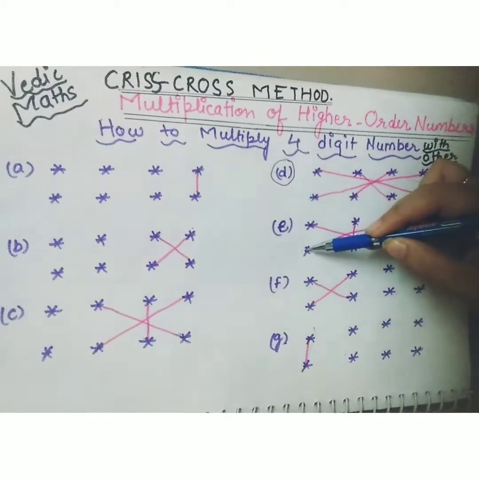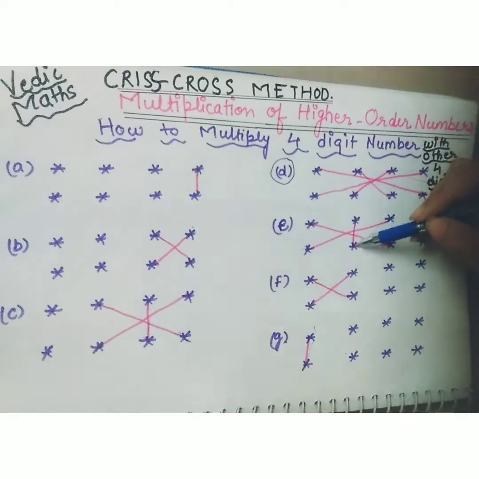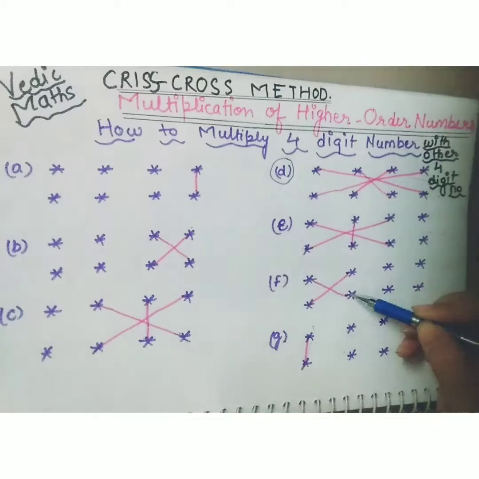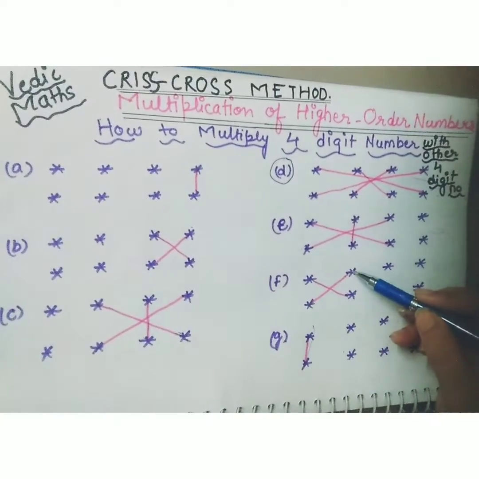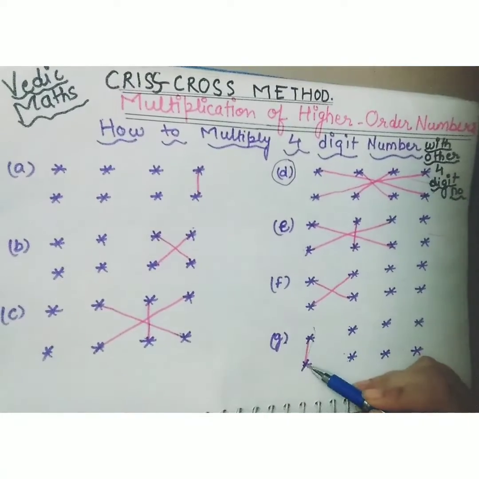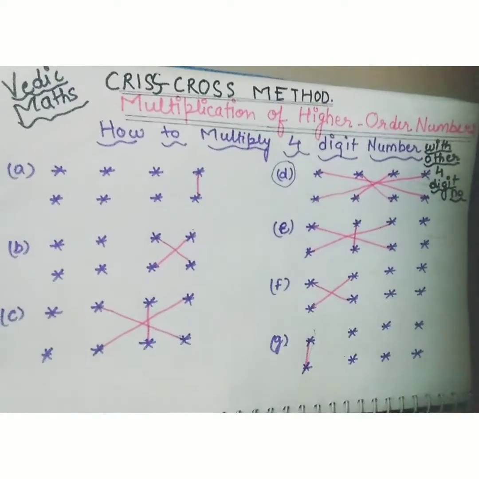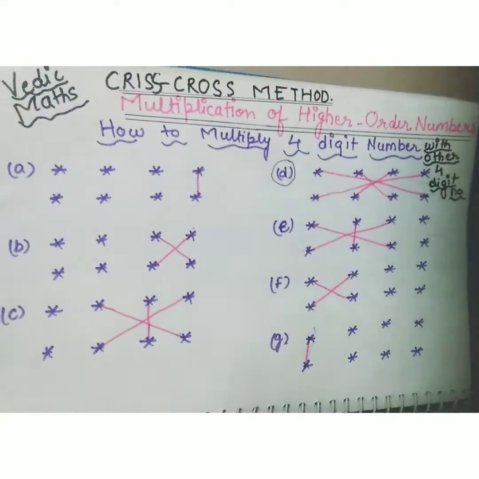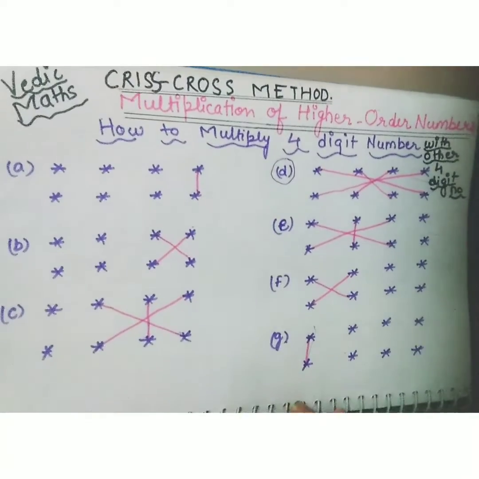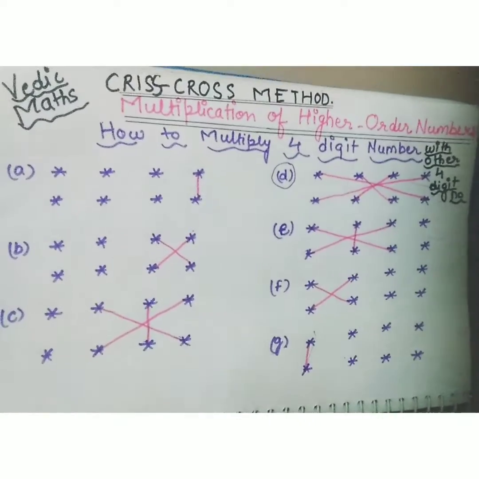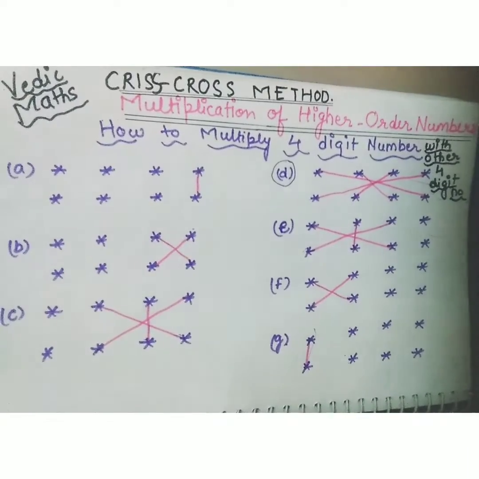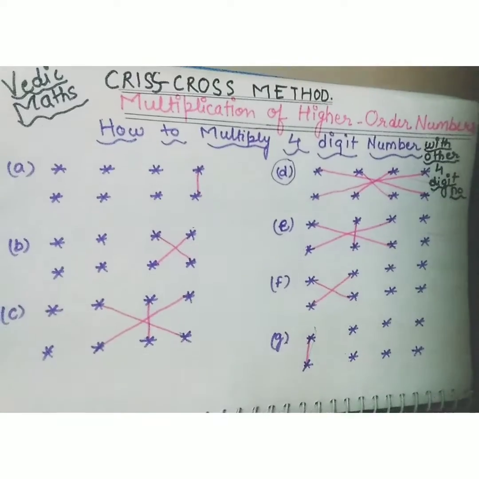In the fifth step, there is a cross multiplication between two digits. There is a cross multiplication between these two digits, and there is an I formation between two digits. Then again there is a cross formation here. In the sixth step there is a cross formation here, and in the last step there is an I formation. So a total of 7 steps are included in the crisscross method of multiplication of higher order numbers, which is a 4-digit number with another 4-digit number. If you listen carefully and understand each step, you will become the master of the crisscross method, which is a part of Vedic maths.